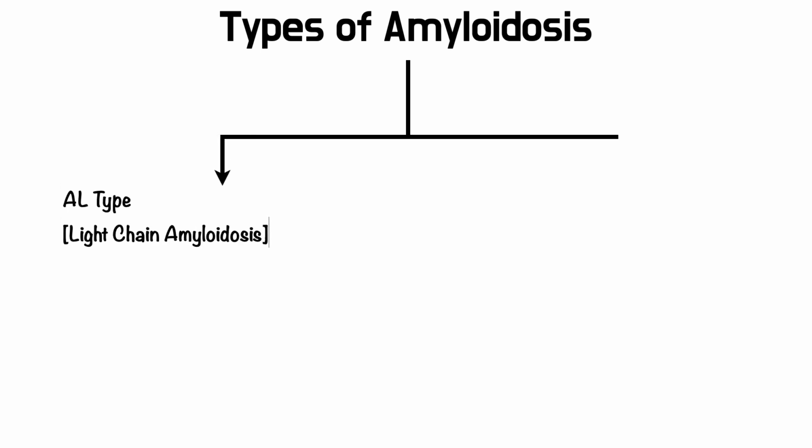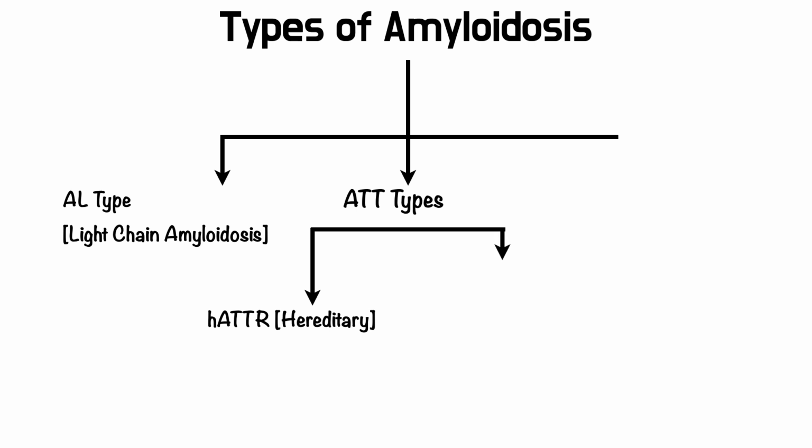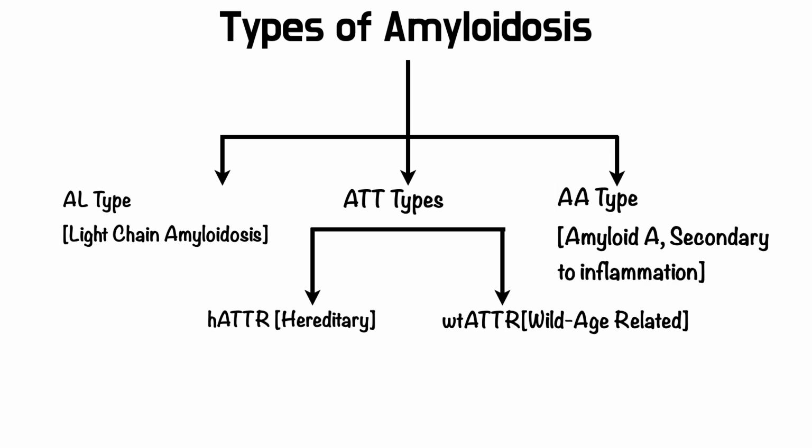There are different types of amyloidosis. Let's talk about that, right? The first one is AL type, where L is light chain type. So light chain amyloidosis is the first type. The other type is ATTR, that is transthyretin type, and it has two types in itself. The first one is hereditary, which can be due to a genetic mutation, and the other is wild type, that is age related. So these are the two different ATTR types, and the final type is AA, that is amyloid A, and it is secondary to chronic inflammation like rheumatoid arthritis, right? So these are the types of amyloidosis.